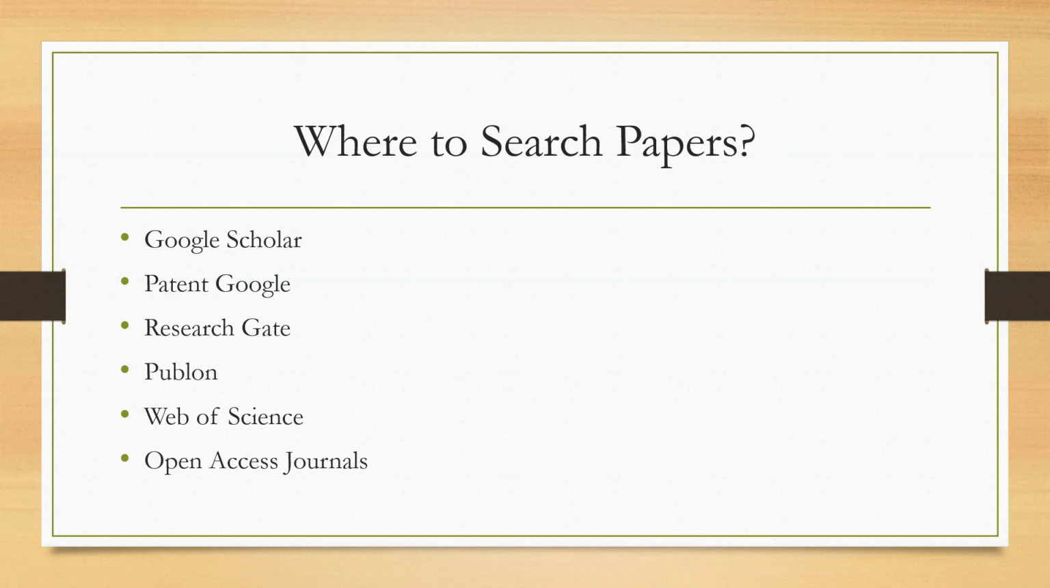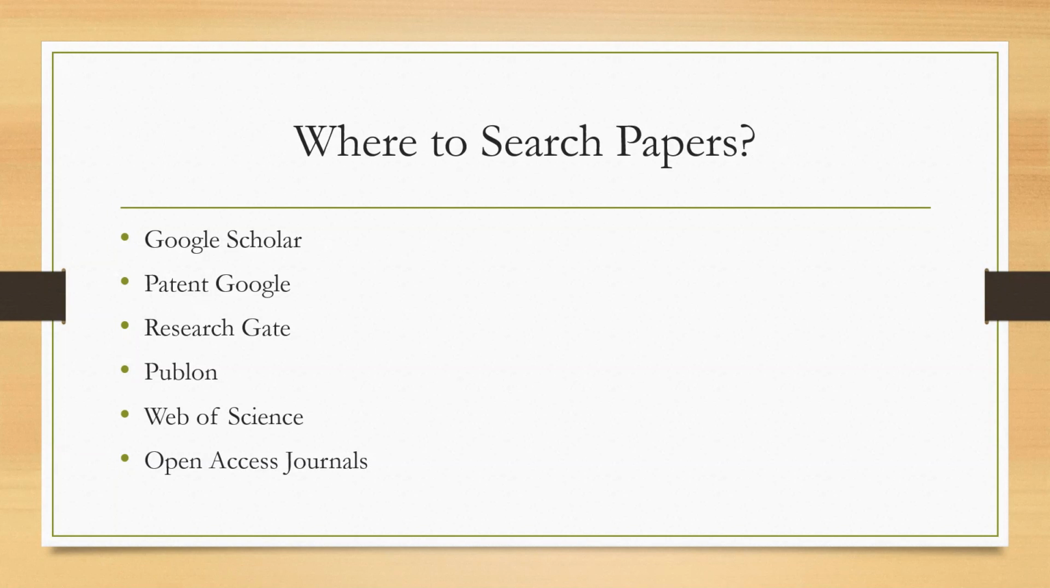Next, Google Patents. Google Patents is also a free search engine, where you can find whether similar work has already been done in terms of patents. Then ResearchGate, Publons, Web of Science, and open access journals. All these are just like having an account on social media, the same way we have accounts on these research profiles. From those research profiles you will also get some papers, where the authors have uploaded their papers on these different logins and websites. So from there also you will get them.